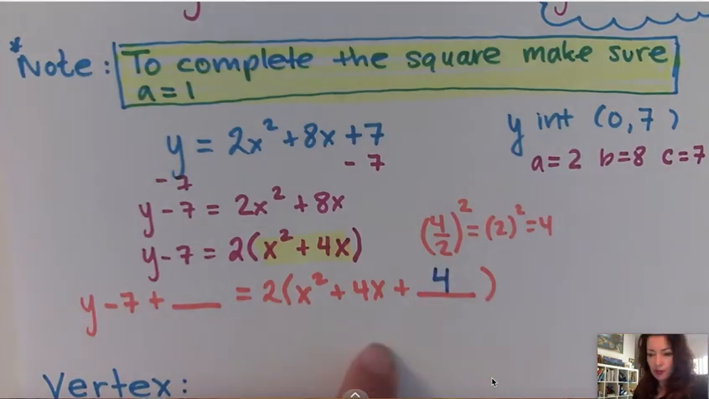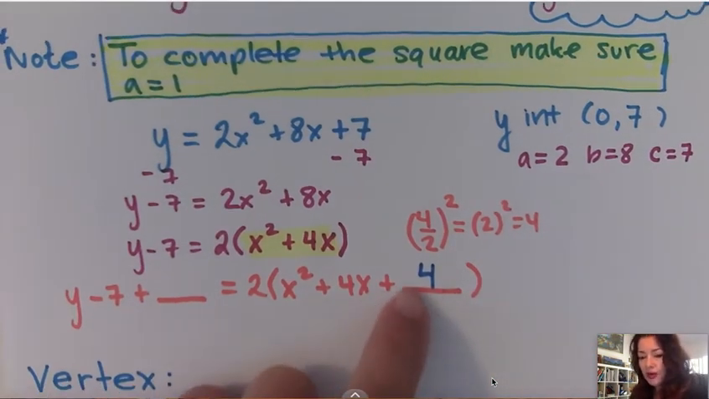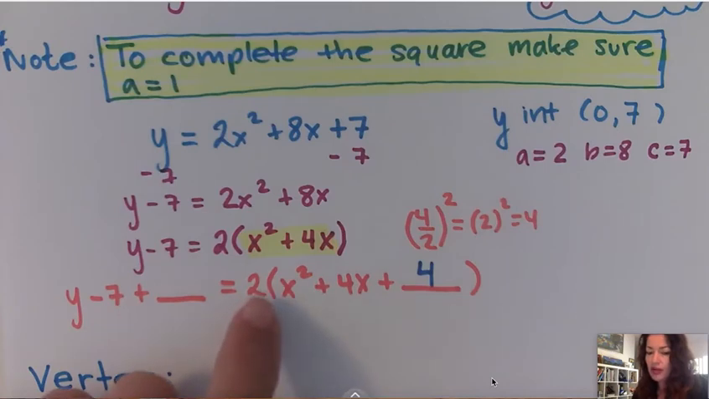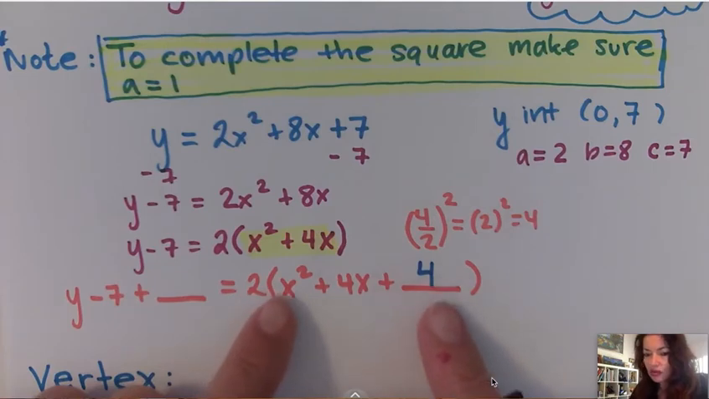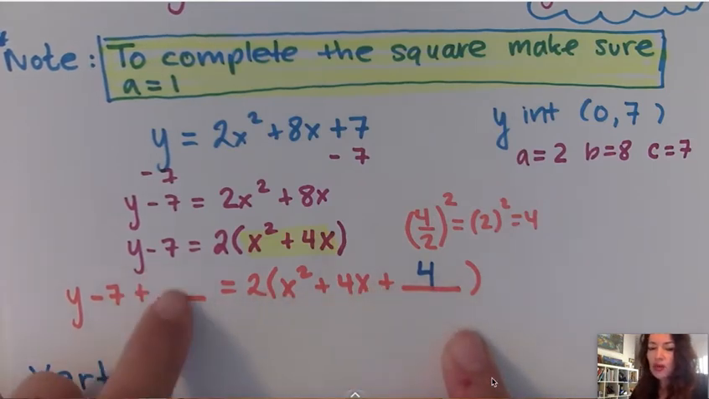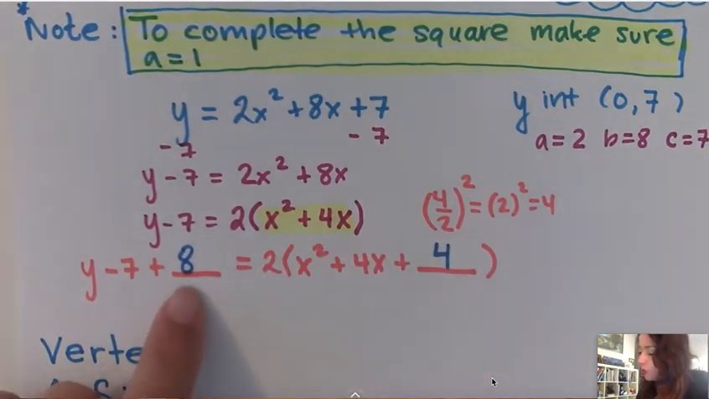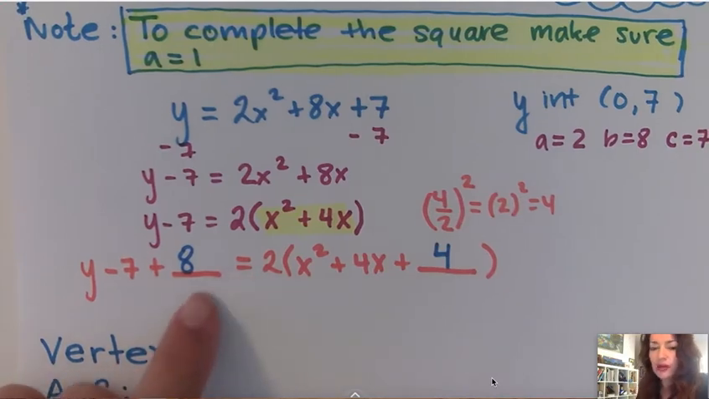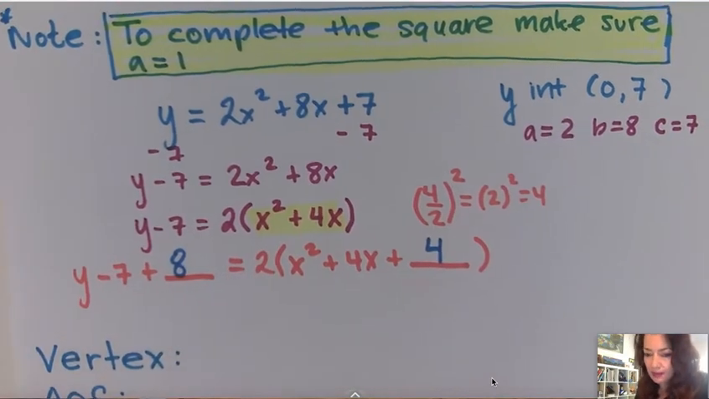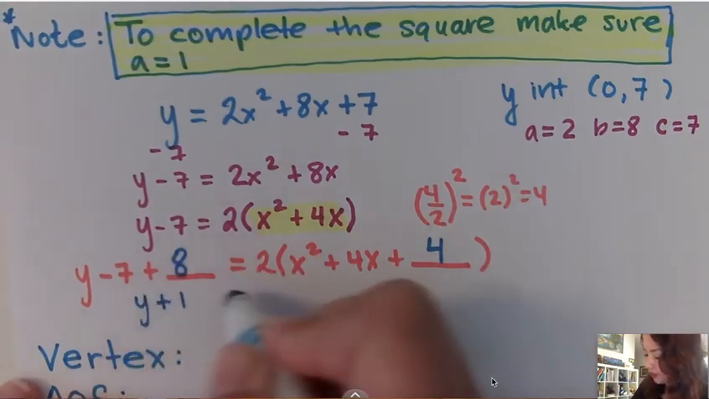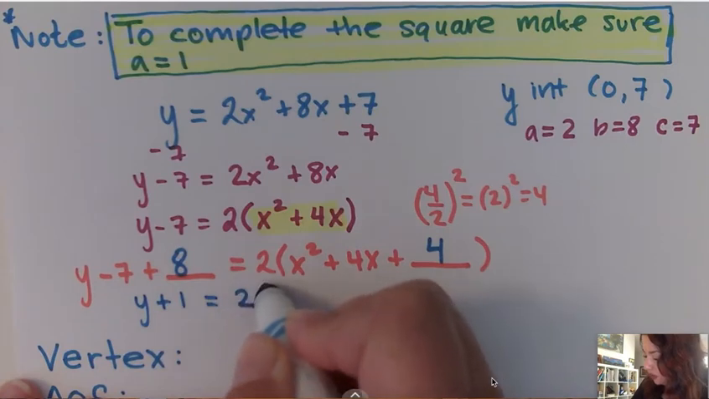Now this is where you need to be careful. We added 4 on the inside of this parentheses, but what we actually have added, if you look on the outside, I have a 2, and 2 times 4 is 8. So we actually added 8 to this whole right side. So on the left, I must add 8 as well. Or if you prefer, you can write it as 2 times 4. Once we have done that, then we can simplify everything. So negative 7 plus 8 is just 1. So we are left with y plus 1 is 2 times.